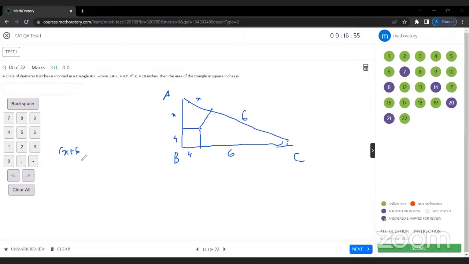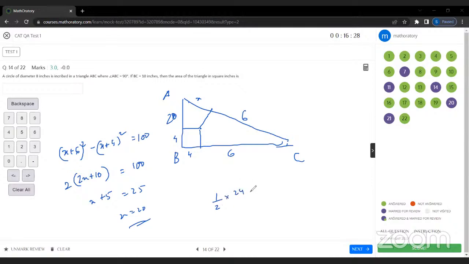So (x plus 6) whole square minus (x plus 4) whole square is equal to 10 square, 100. So a plus b is 2x plus 10. A minus b is 2. 100 divided by that, removing 2 into 4, so x plus 5 is 25. So x is 20. So 20 is done. So the sides are 24 and 10, right? So half into 24 into 10. So that is 120.